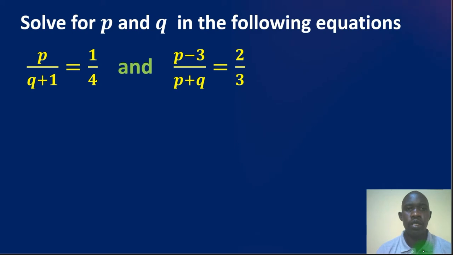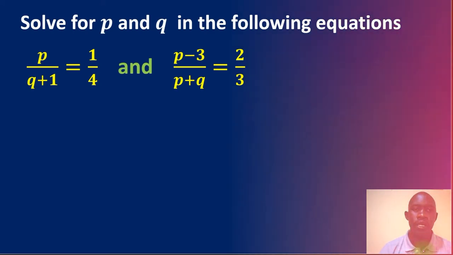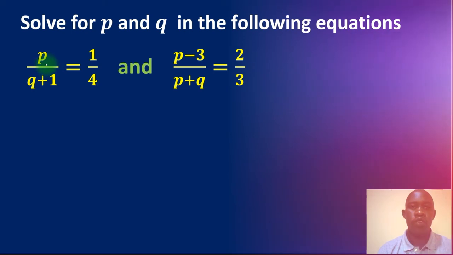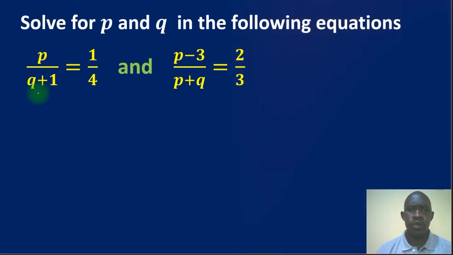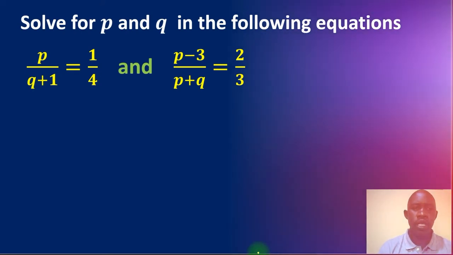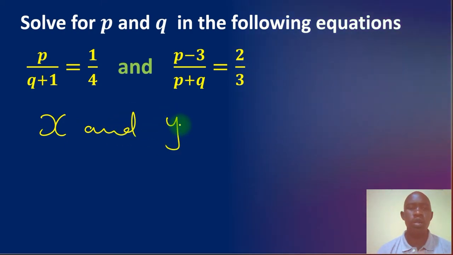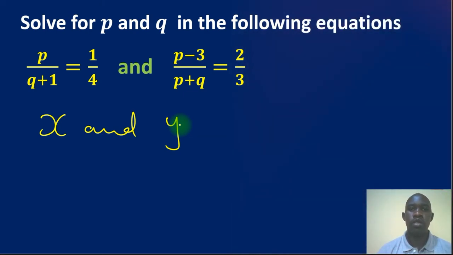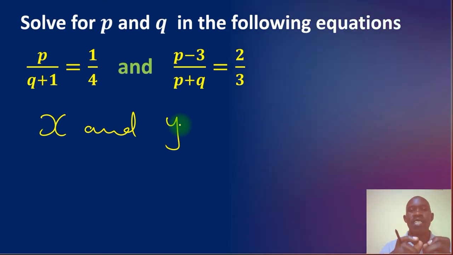Today we are going to solve a simultaneous linear equation, and in that case we are going to solve for the value of p and the value of q. I know in most cases you as a learner may have been used to letters like x and y, but that is not always the case. Once you understand how to solve a simultaneous linear equation, whether you have been given any kind of letter or variables, you should be able to solve it the moment you understand the method of solving simultaneous linear equations.